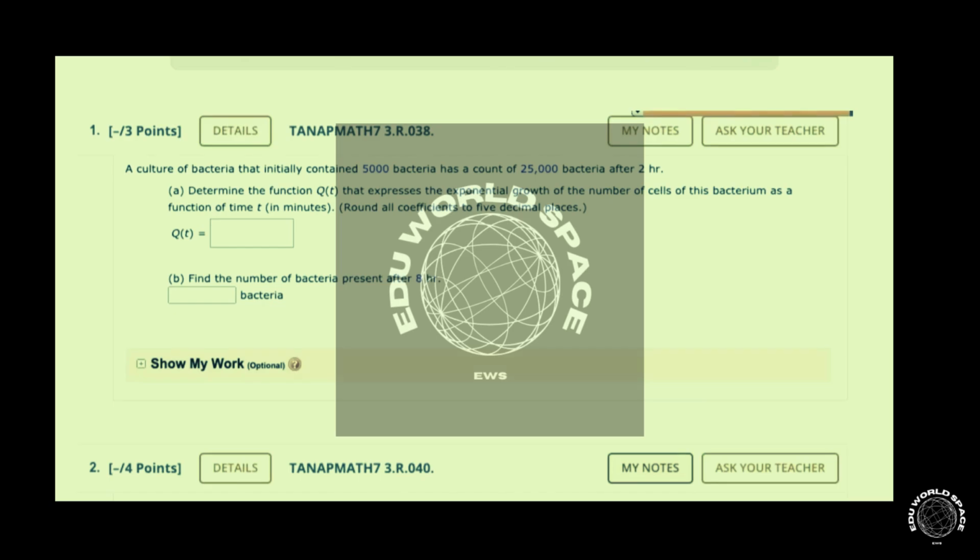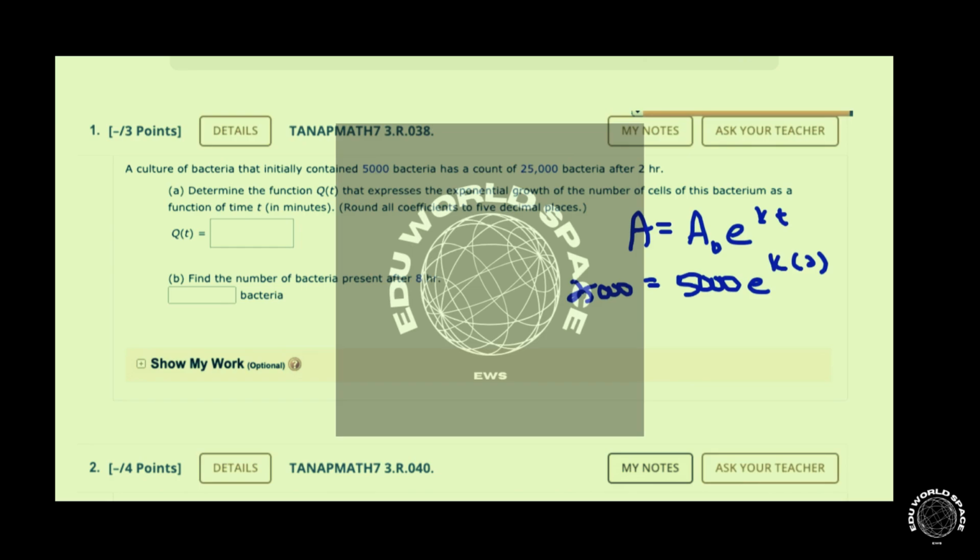A culture of bacteria that initially contained 5,000 bacteria has a count of 25,000 bacteria after 2 hours. We want to determine a function that expresses the exponential growth. So let's use the model A equals A sub 0 times e to the kt. So if we know that it initially contained 5,000 and we now have 25,000 after 2 hours, we can find that constant growth.